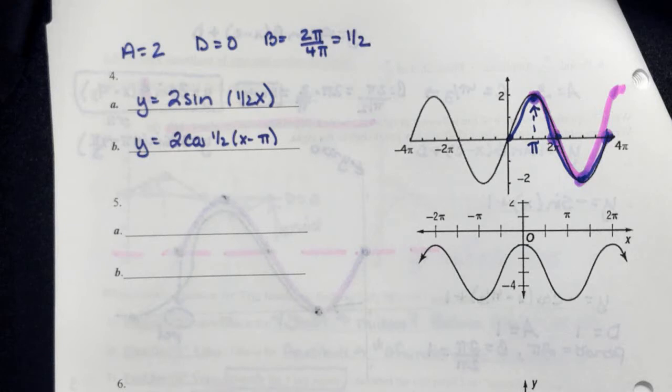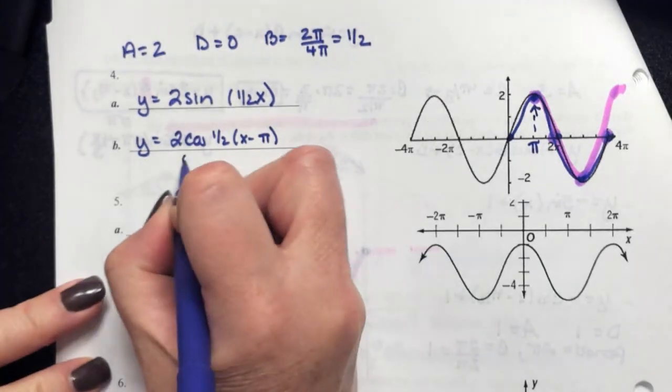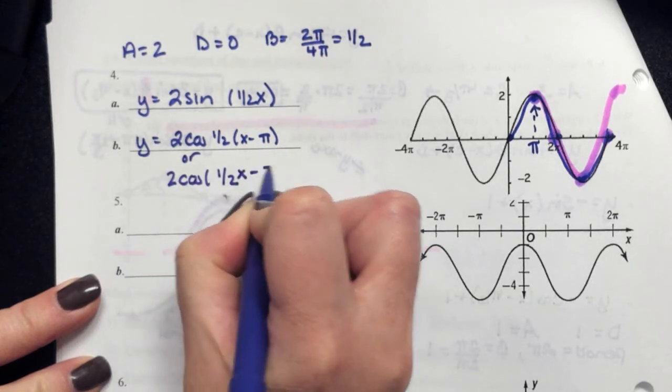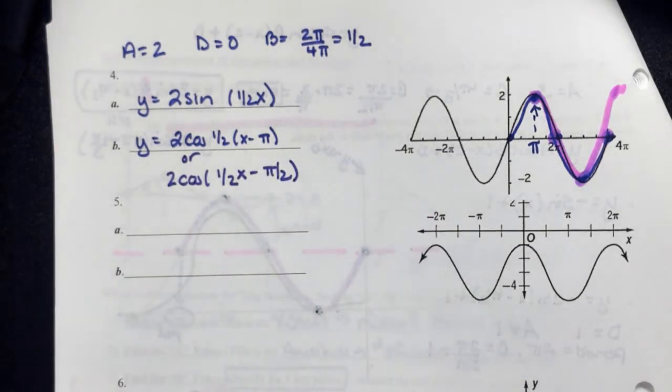And again, you can check your answer when you're done. Again, make sure, guys, you have that b value on the outside of the parentheses. The other acceptable way you could write this equation would be 2 cosine of 1/2 x minus pi over 2. All right? There's no need to distribute the 1/2. I'm not requiring you to.